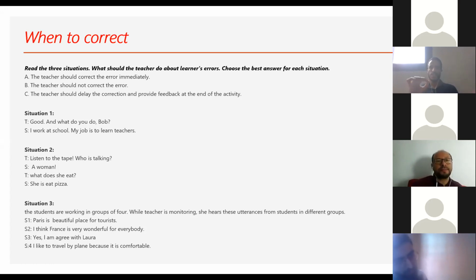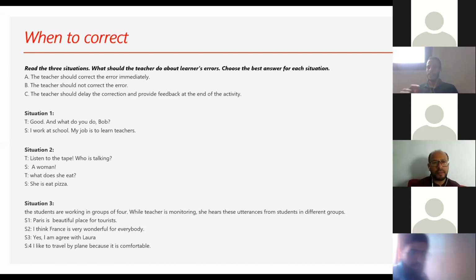The teacher should correct the error because of the message: I don't understand my student. What is he saying? Or what is she saying? So I have to stop her. And to do what? So how can I improve the situation? How can I improve the situation? We can reformulate the sentence.